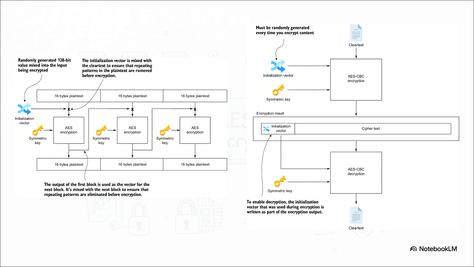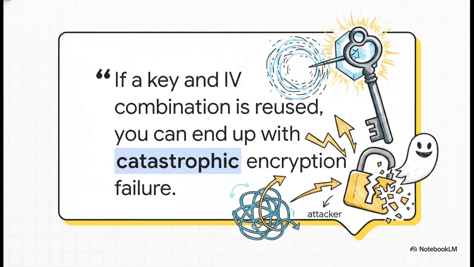When you think of the CBC mental model, you feed it plaintext, the key, and the IV. It then outputs the IV in cleartext, so the receiver actually knows how to start the decryption process, followed by the highly randomized ciphertext. But listen, I need to deliver a very, very high-stakes warning right now. If a key and IV combination is ever reused, you can end up with catastrophic encryption failure. An initialization vector is what cryptographers call a nonce, literally a number used only once. It must strictly be generated randomly and used only a single time per key. If you reuse an IV, all of that beautiful randomization we just talked about completely breaks down and attackers can begin mathematically recovering your plaintext.